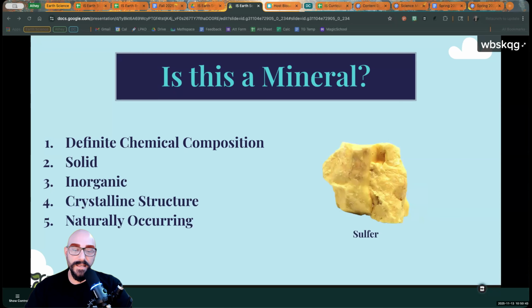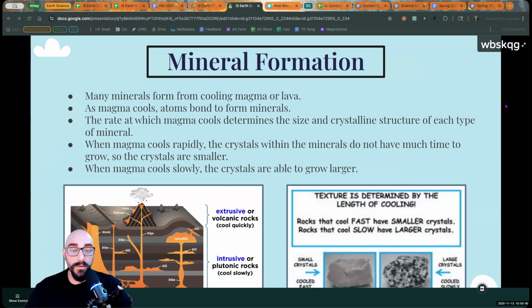Okay, sulfur, that is a mineral. Minerals generally, a lot of them form from cooling magma or cooling lava. Remember, lava is when it's on the surface, magma is when it's below the surface. And the rate at which it cools, how fast it cools, determines what that mineral will be, because it determines that crystalline structure. The more time those atoms have to shift and move before it becomes a solid determines how they're going to end up in relation to each other.